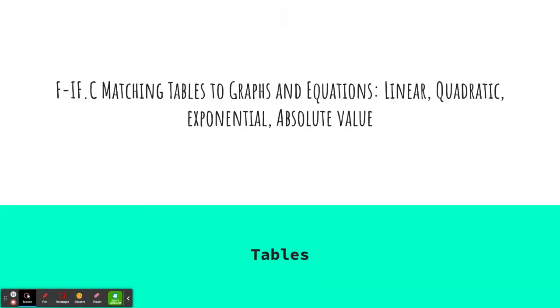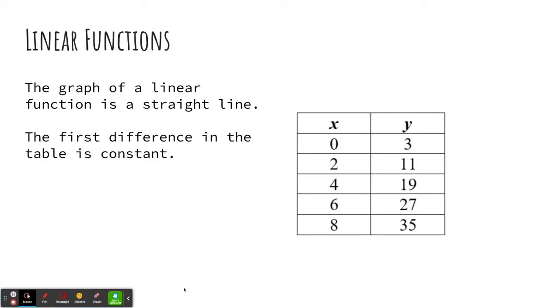This video is for standard FIFC, matching tables to graphs and equations: linear, quadratic, exponential, and absolute value. This video will focus on tables. The graph of a linear function is a straight line. To find if a table is a linear function, the first difference is constant. The first difference means we're looking at our y's to see how they're changing.